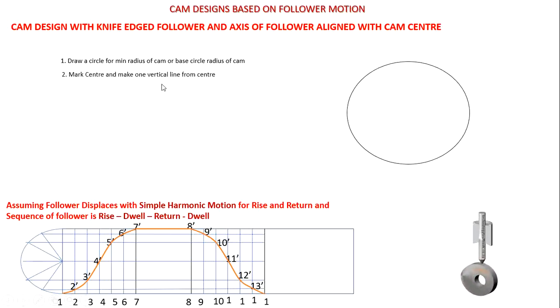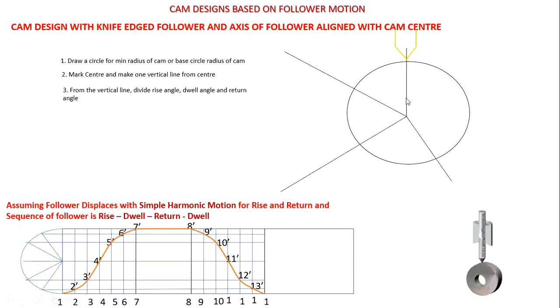Then we have to mark the center and make a vertical line from the center like this. And we can mark a knife edge, or roller or flat face, whatever it is, we can just mark it over here. So this is the first point. Next, from the vertical line we have to divide the raise angle, dwell angle and return angle. We have to use a protractor and separate these angles. So this represents the angle of raise, this represents the angle of dwell, and the third one represents the angle of return.